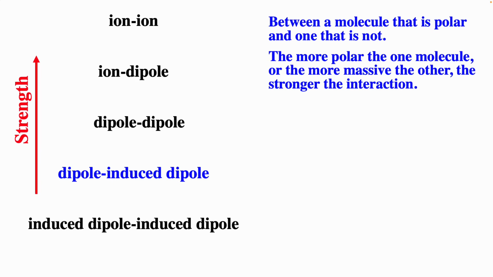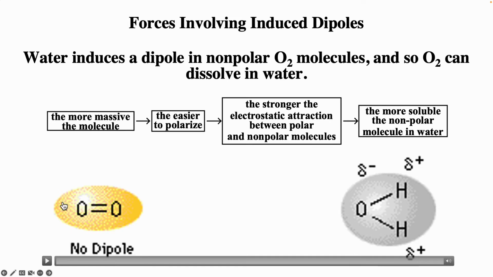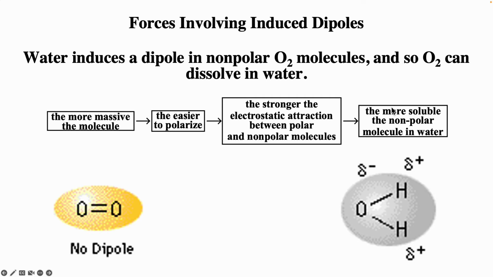So for dipole-induced dipole, that's when you have a molecule that is polar interacting with a molecule that is not polar. And so we saw that two nonpolar molecules can induce a dipole moment in each other. And so a polar molecule can induce a dipole moment in a nonpolar molecule. And so the more mass of the nonpolar molecule, the easier it is to polarize, the stronger electrostatic attraction, and hence the stronger the dipole-induced dipole interaction. And in the case of where you have a nonpolar molecule dissolving in water, the more the molecule is polarized, the more soluble the nonpolar molecule is in water.